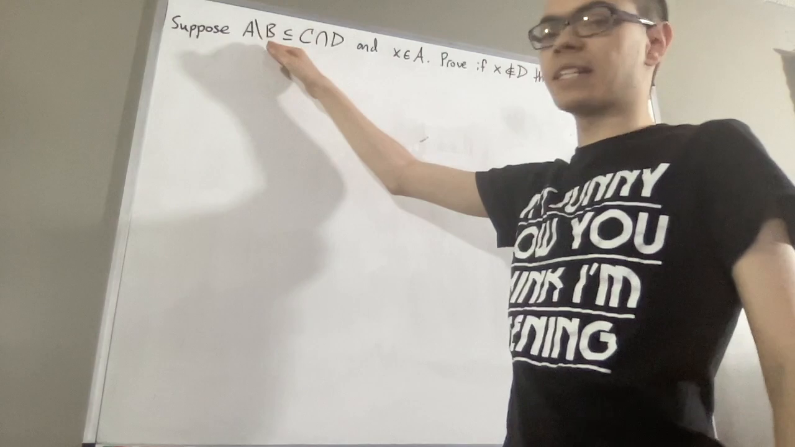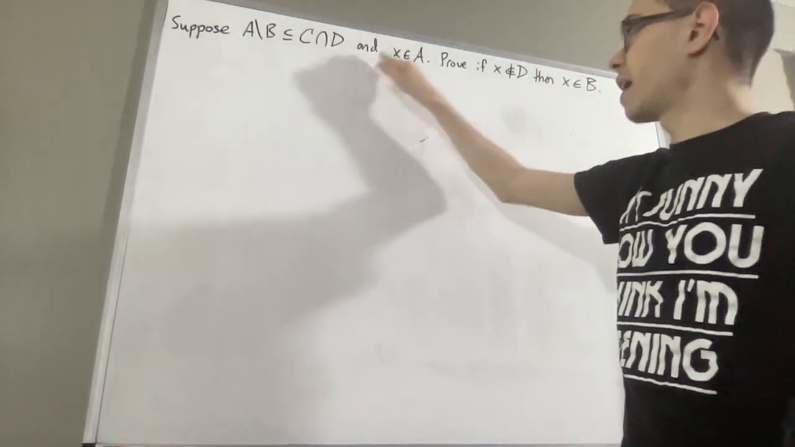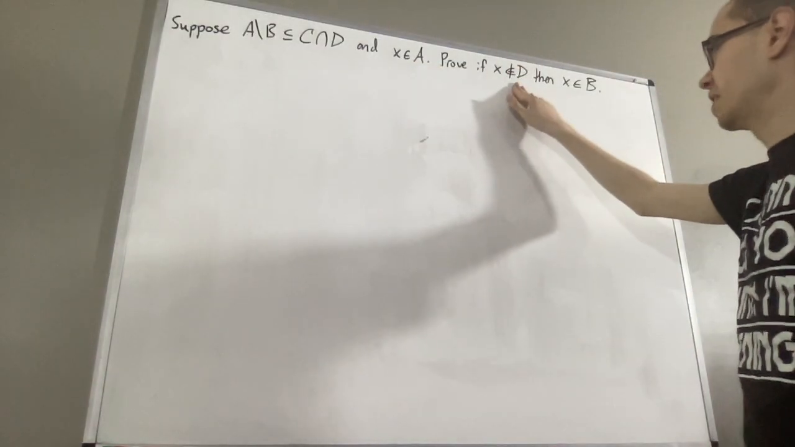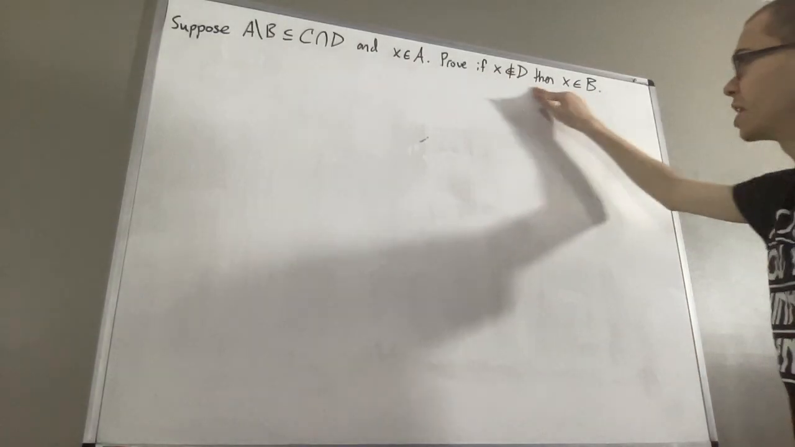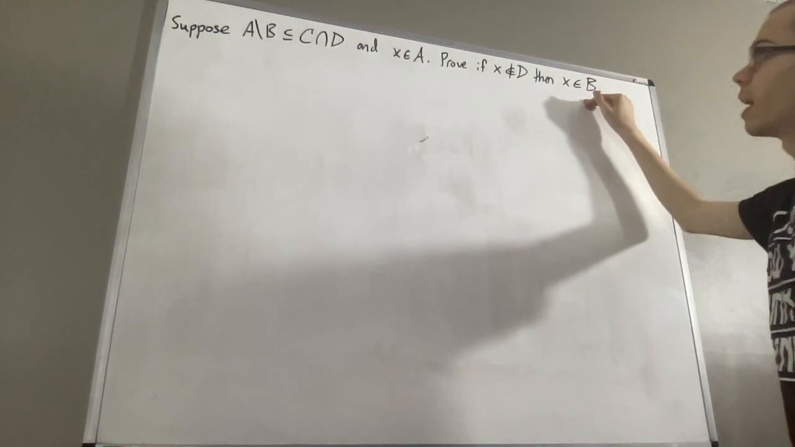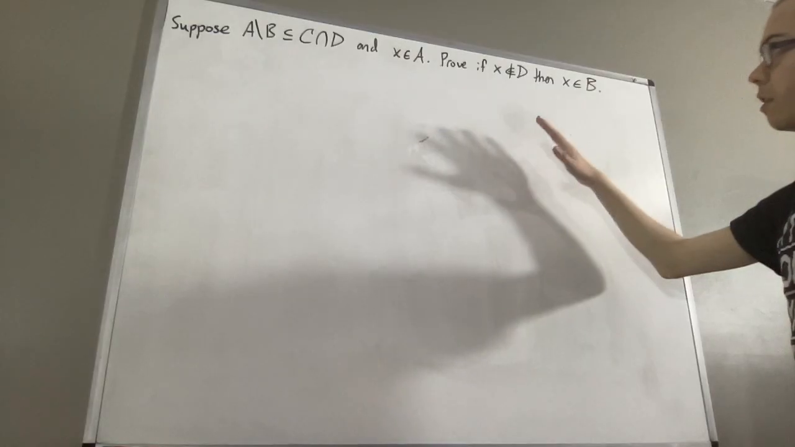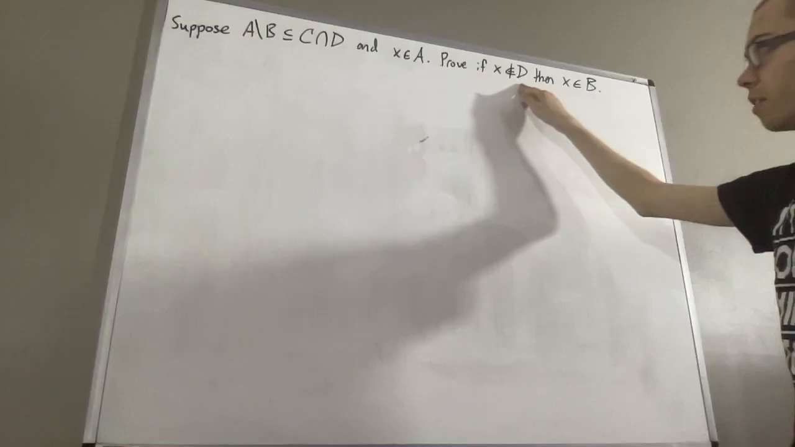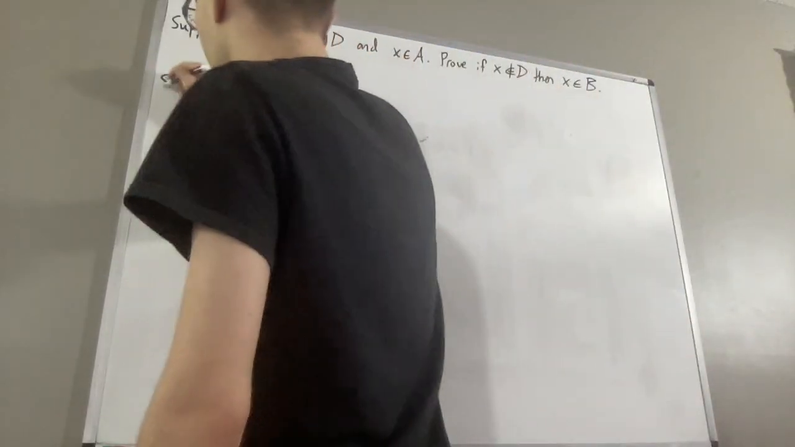Suppose A set minus B is a subset of the intersection of C and D, and X is an element of A. Prove if X is not an element of D, then X is an element of B. So we're trying to prove a conditional statement. And to do that, well, one way we could try is by proving it directly. Can we show, under the assumption that X is not an element of D, that X is an element of B? So for our scratch work, let's try a direct proof first.